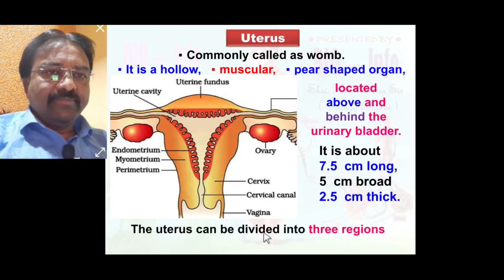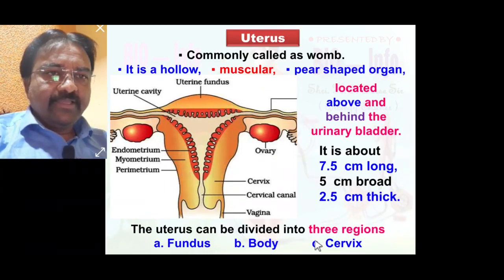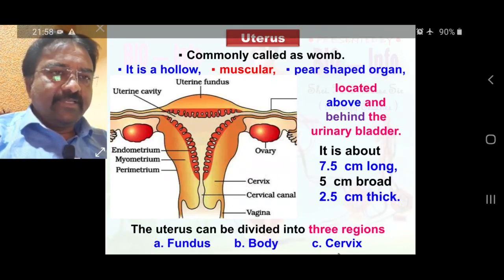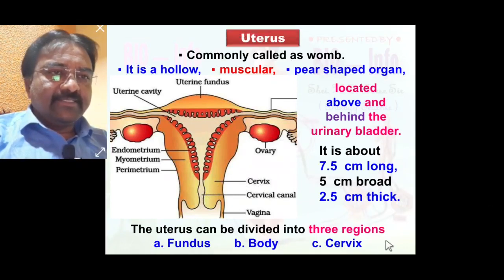The uterus can be divided into three regions. First one is fundus. Here, this is the dome shaped part called the fundus. Second, body. The middle broad part, here this is the broad part called the body. And cervix, the distal part of the uterus, called the cervix. So fundus, body and cervix, we will discuss in detail one by one.